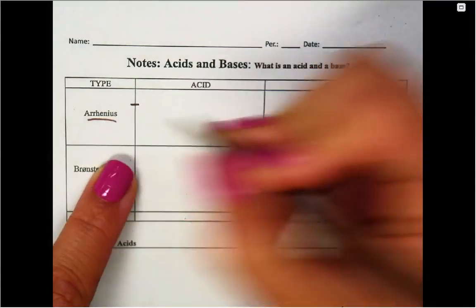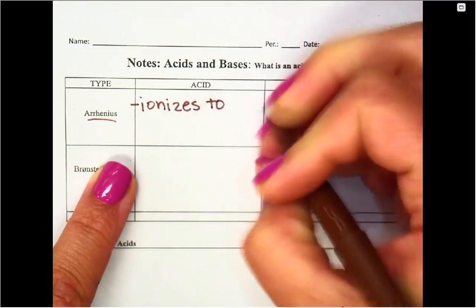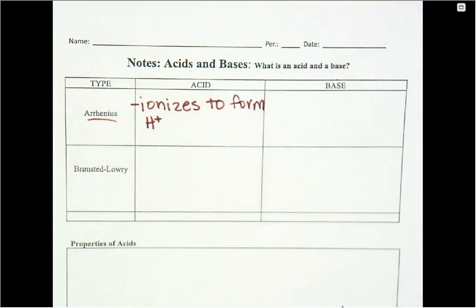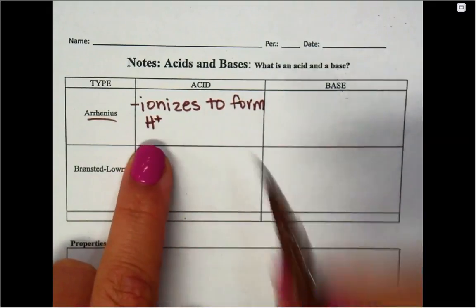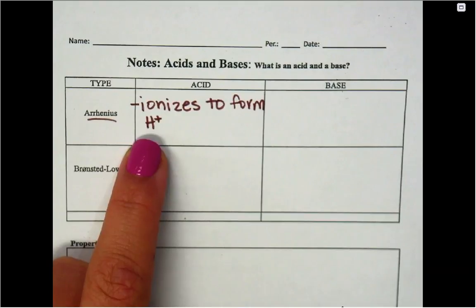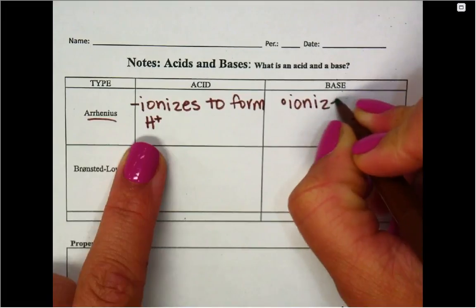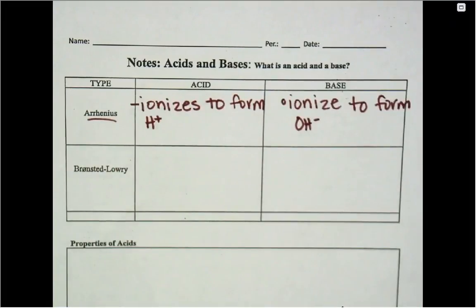So what we're going to add to that is that it ionizes to form H+. What ionizes means is that it splits, kind of like the dissolving idea. So ionizes means it splits into different ions, one of them being an H+, right? So H's are at the beginning of the formula. A base will ionize to form hydroxide.